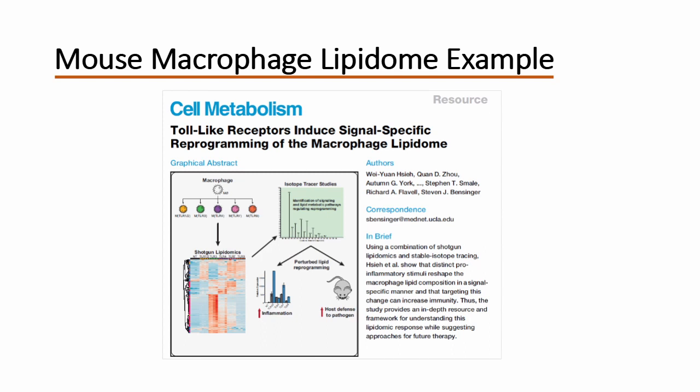Now that we have reviewed the basics of lipid nomenclature, we will walk through a sample data set so that you'll know what to expect and how to begin analyzing your lipidomics data. For our example, we will be presenting lipidomic analysis of mouse macrophages. Much of this data can be found in this Cell Metabolism resource paper linked in the description.